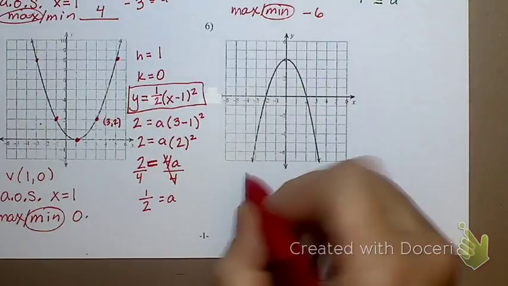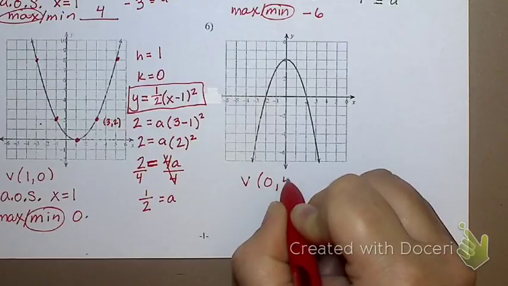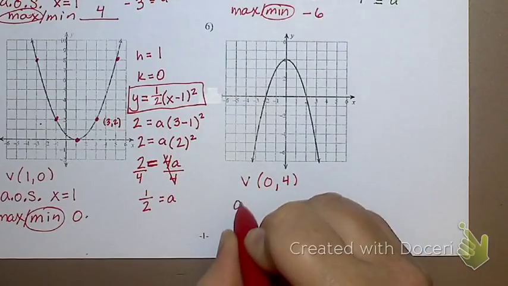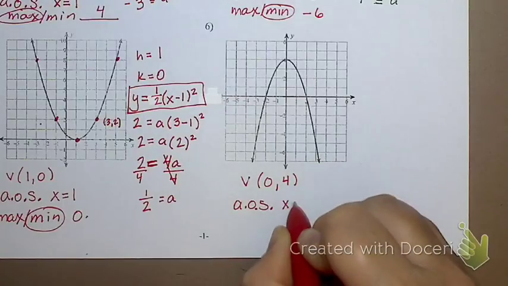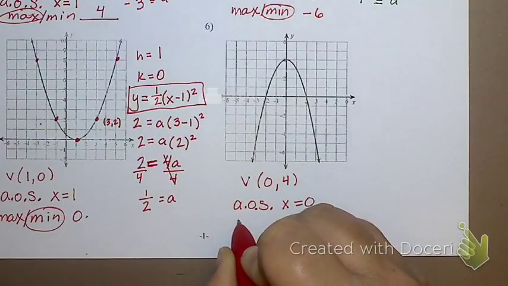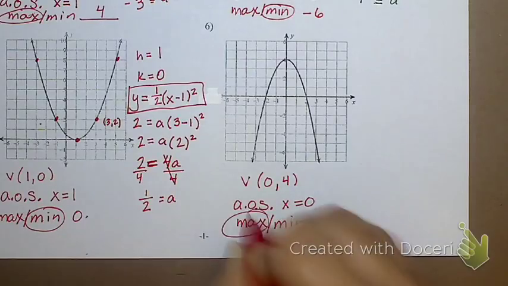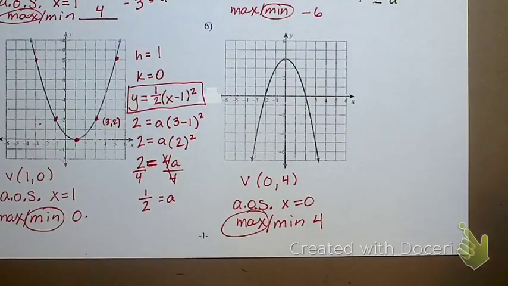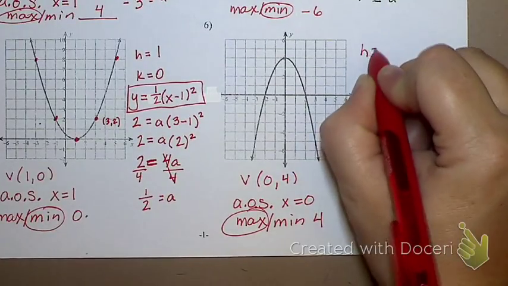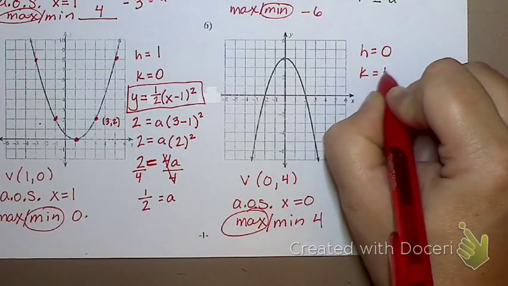Okay, next one. What is my vertex? (0, 4). Axis of symmetry? x equals 0. Does it have a max or a min? Has a maximum value of what? 4. Okay, so my h value is what? 0. My k value is 4.